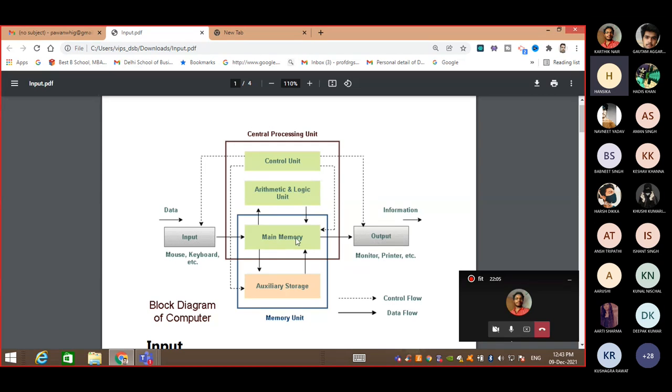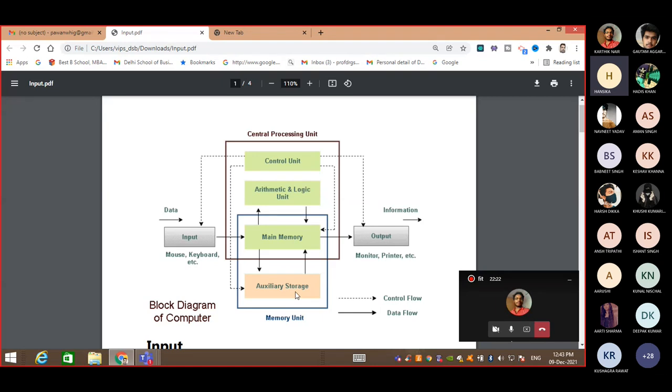Now, what is main memory? Main memory is your ROM and RAM. It is not your hard disk. Mind it, main memory is your RAM and ROM, and particularly the types of RAMs and ROMs. So it comes under main memory. And what is auxiliary storage? Auxiliary storage is not primary memory.